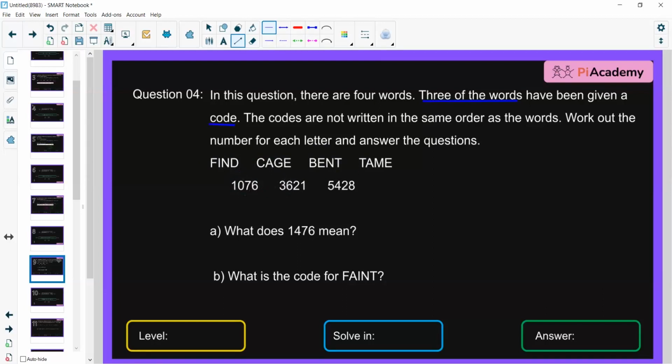At least as of now, we are not sure which numbers are representing what, because it is not in the same order as the words. That's what is given in the question over here.